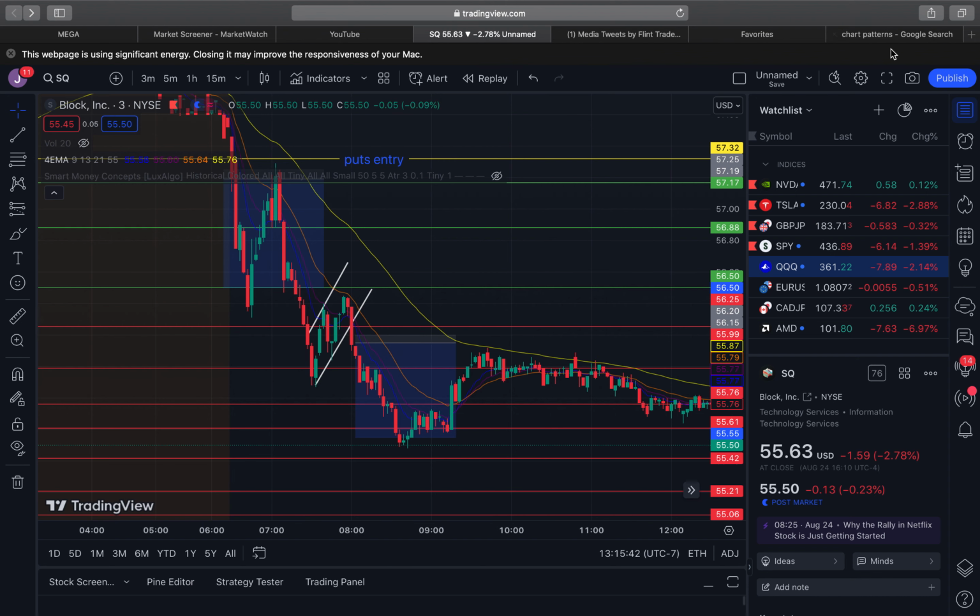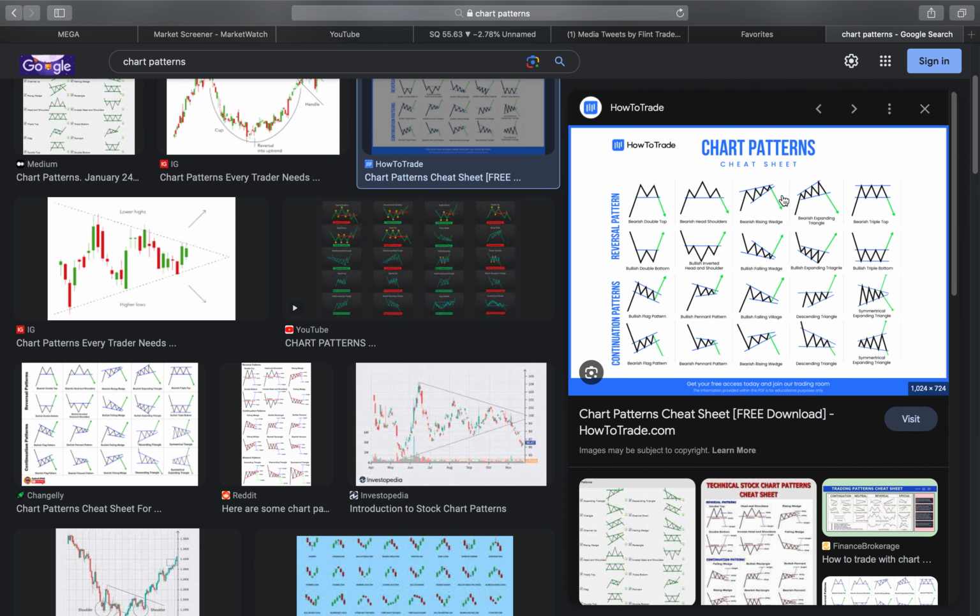So I just look for these chart patterns intraday. Sometimes they work, sometimes they don't. But in my experience, if you're getting a trending market and you see these patterns, a lot of times they will work out.